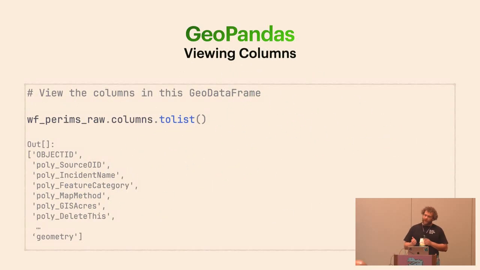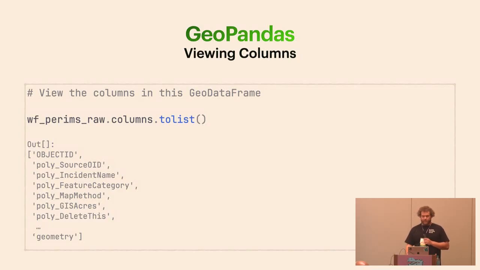We can also explore the columns that are in our data frame. So we can use just a to-list, and I have an output here. We have all these columns. I'll let you know that it's 119 columns.